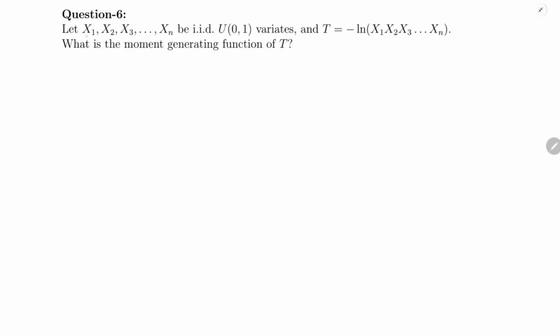Question 6 says: let x1, x2, x3, ..., xn be IID uniform (0, 1) variates, and a random variable t is given as minus log of the product of these random variables. Then what is the moment generating function of t? Okay, so t equals minus log of the product of the variates.